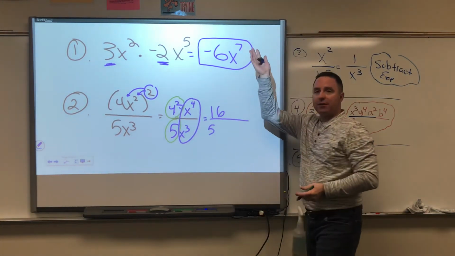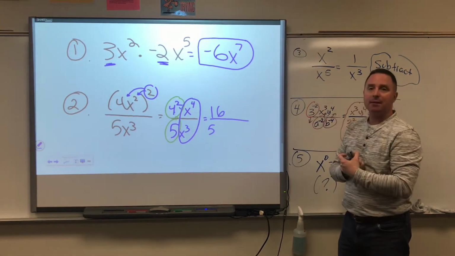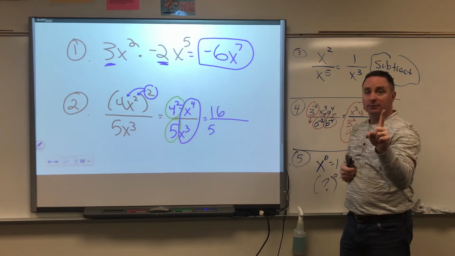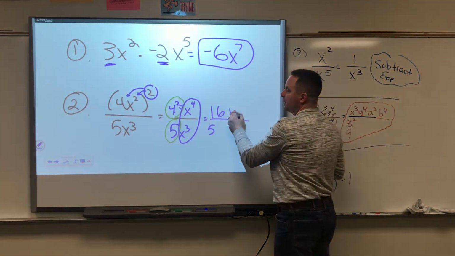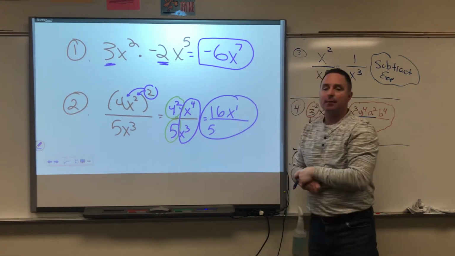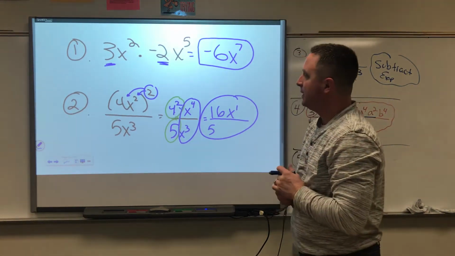But what about these 2 guys? If I have x to the 4th over x to the 3rd, there's 4 x's on top, 3 on the bottom. I subtract them. 4 minus 3 is 1. And where's that 1 left over x? It's on the top because the bigger number's on the top. So I just get an x, or an x to the 1st. And there would be my answer right there. That's the second one.